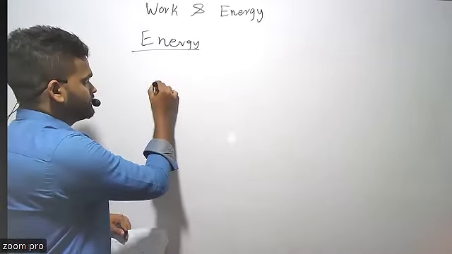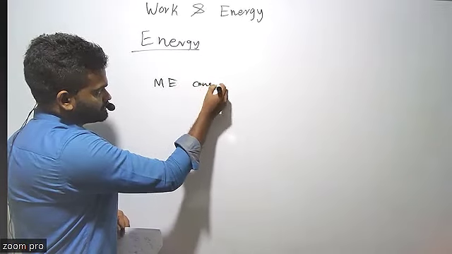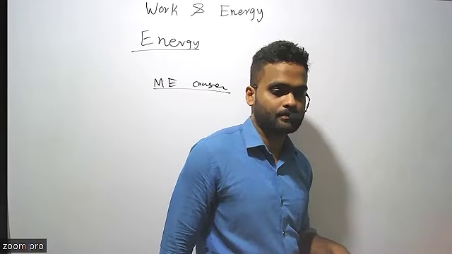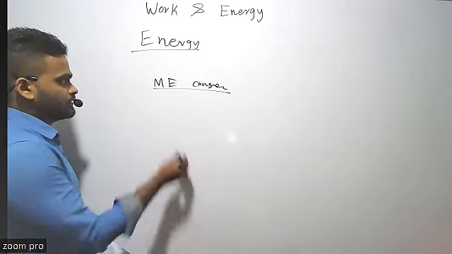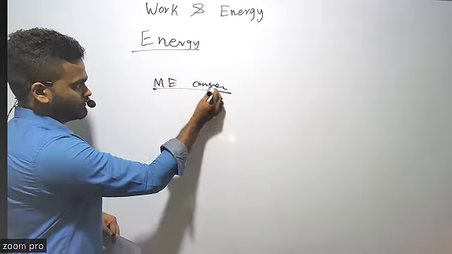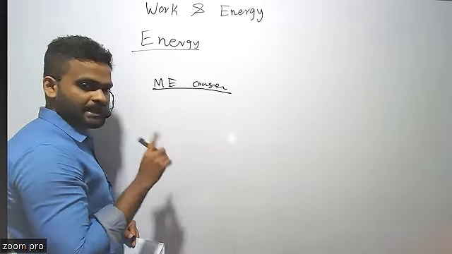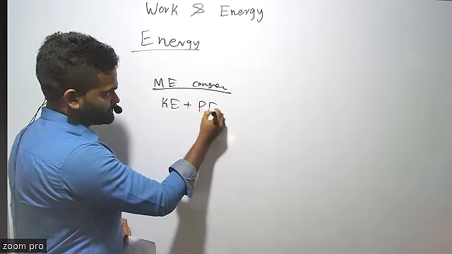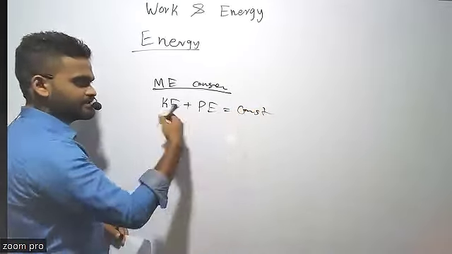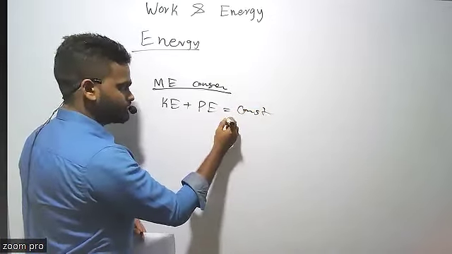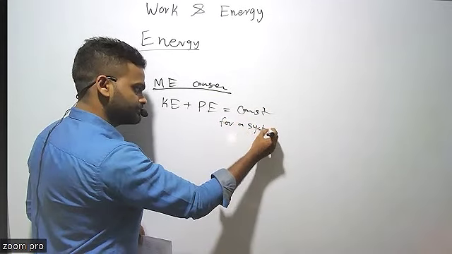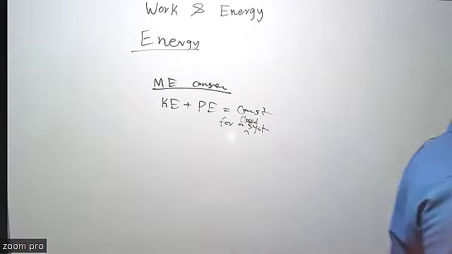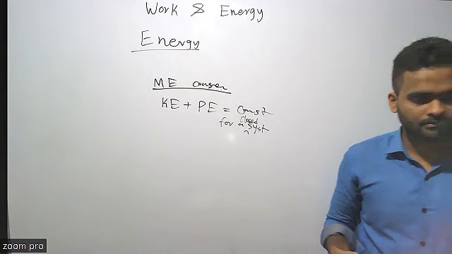But in this lesson we are talking about mechanical energy conservation. Under that, write: mechanical energy conservation. Under mechanical energy conservation, what we have is kinetic energy plus potential energy. This is constant for a closed system. In a closed system, kinetic energy plus potential energy is constant. Take it down.